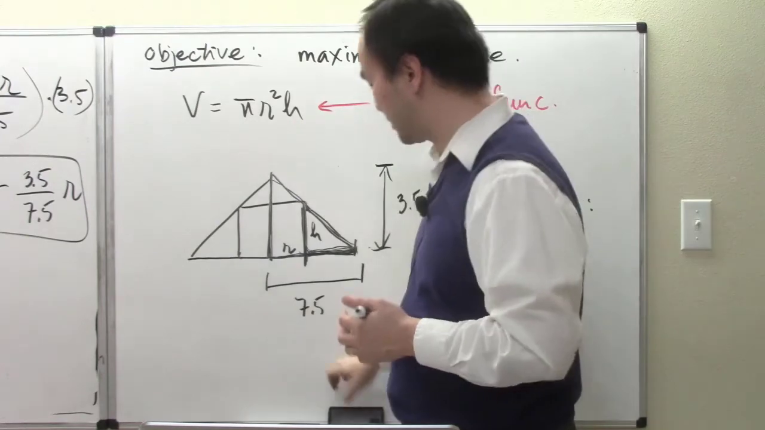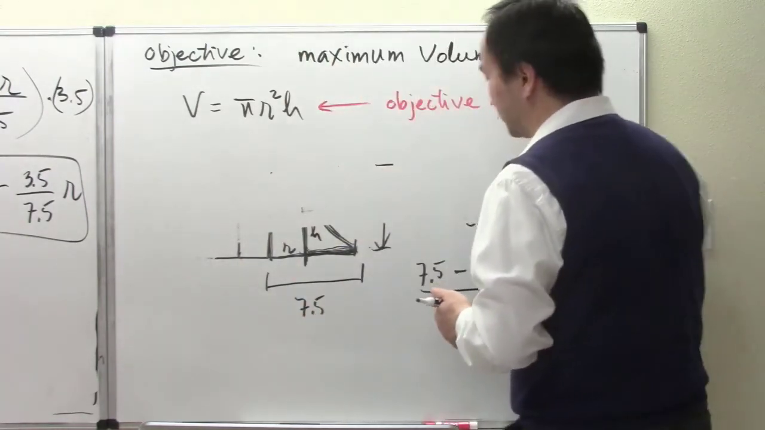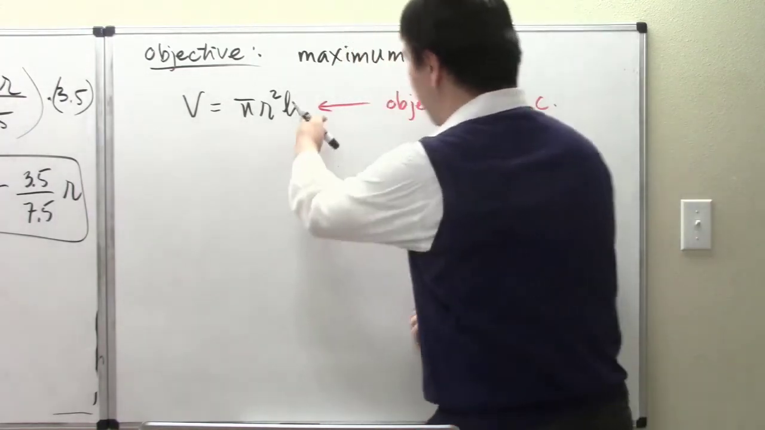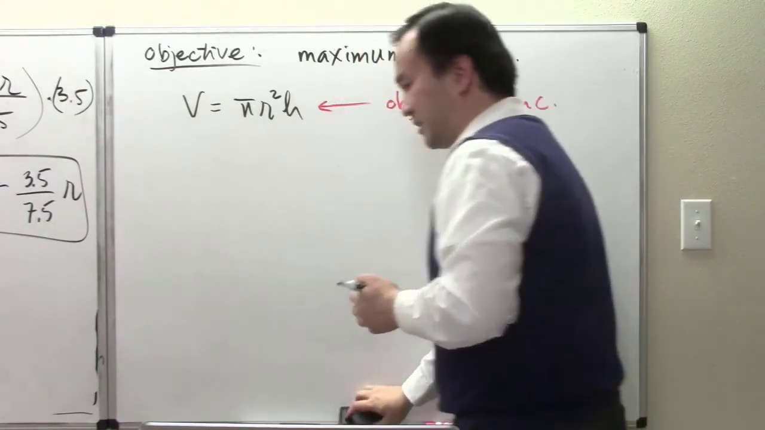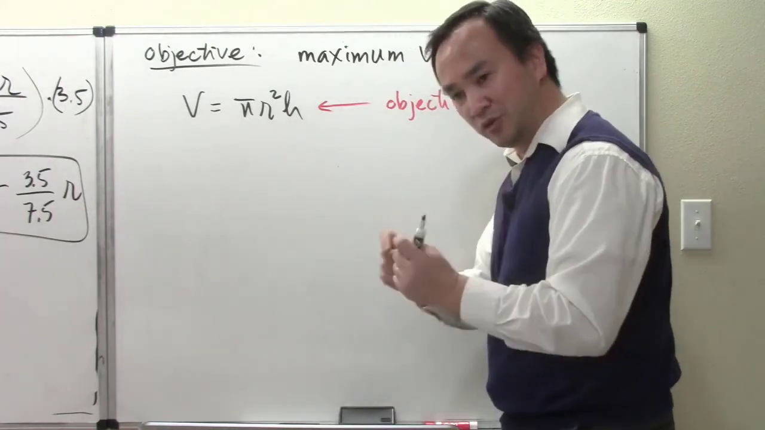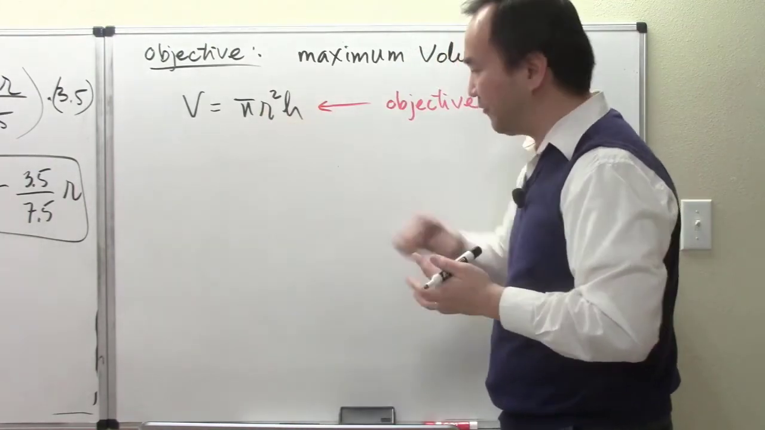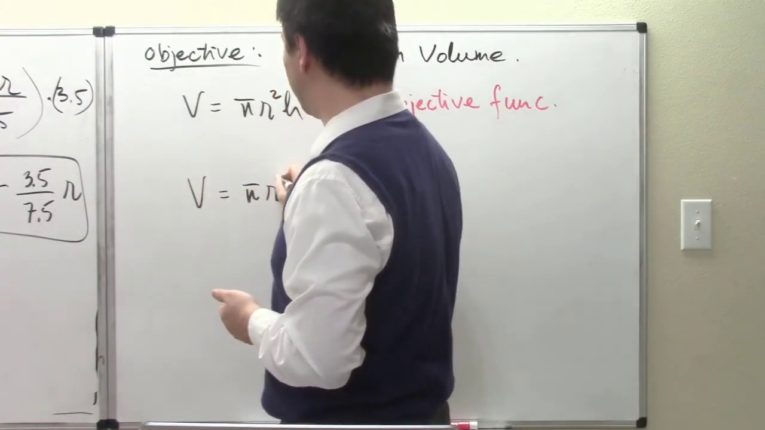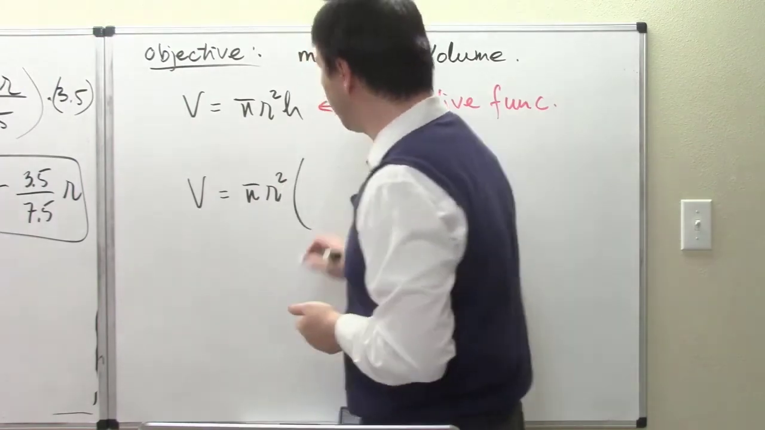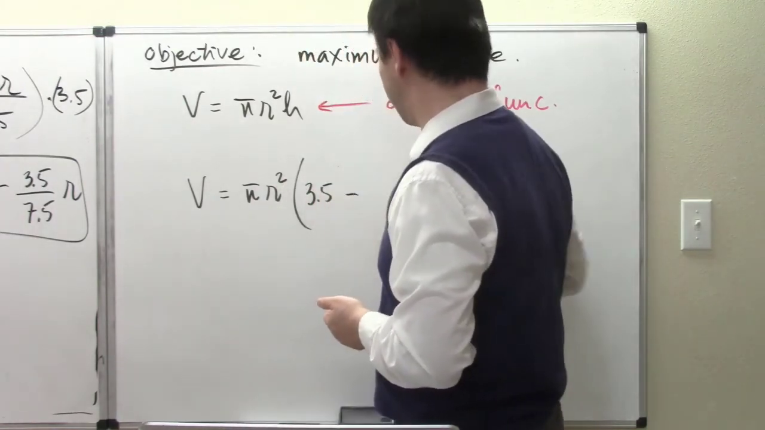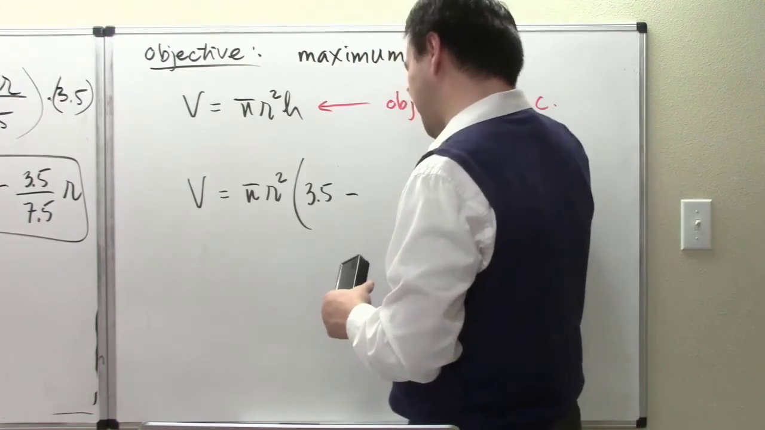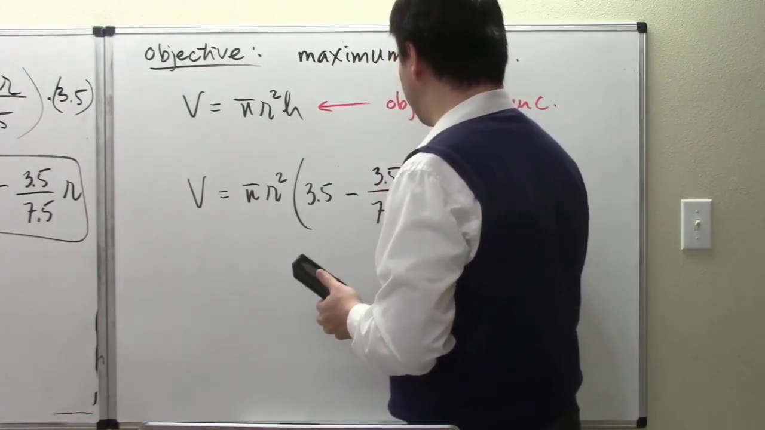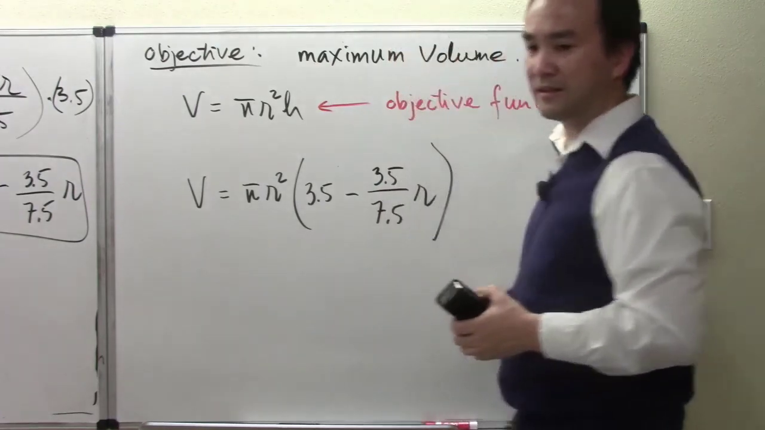So the entire expression, 3.5 minus the ratio 3.5 over 7.5 h, r, will be substituted in here. Okay, so now this is the next step. This is about step 3, where we use the constraint to eliminate our function down to one variable. So now V equals pi r squared. H now can be substituted by 3.5 minus 3.5 over 7.5 r.